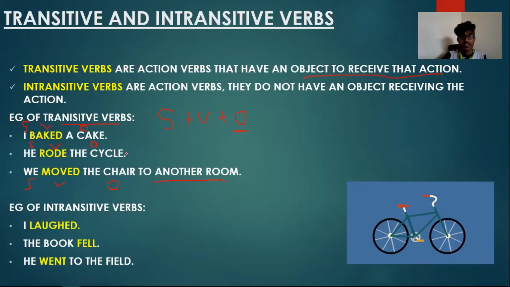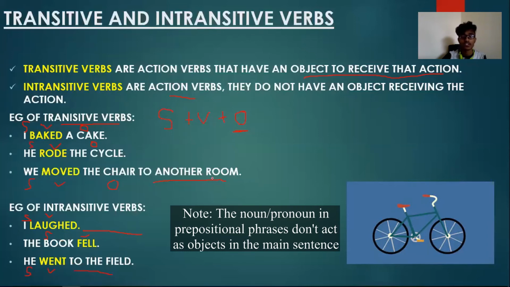Now, intransitive verbs, some of you might be able to guess, they are action verbs, yes, but they do not have an object receiving the action. So let's look at these examples. I laughed. I is the subject, laughed is the verb, there's no object. The book fell. The book is the subject, fell is the verb. Last one, he went to the field. He is the subject, went is the verb, to the field. To the field, like I said, to another room, to the field is nothing but a prepositional phrase.